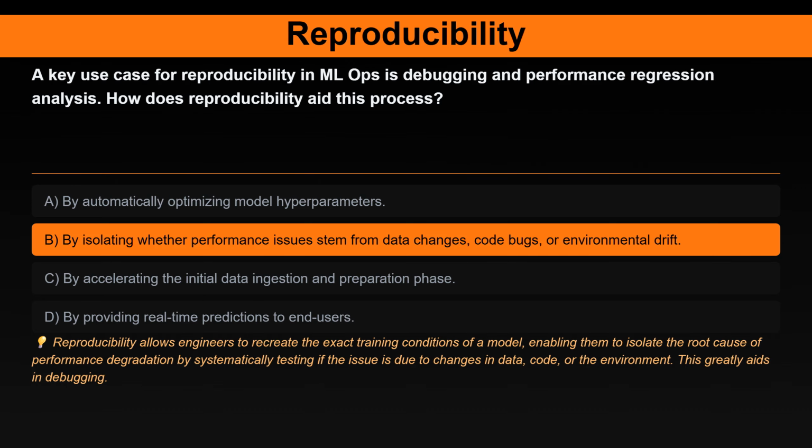Here's the explanation. Reproducibility allows engineers to recreate the exact training conditions of a model, enabling them to isolate the root cause of performance degradation by systematically testing if the issue is due to changes in data, code, or the environment. This greatly aids in debugging.